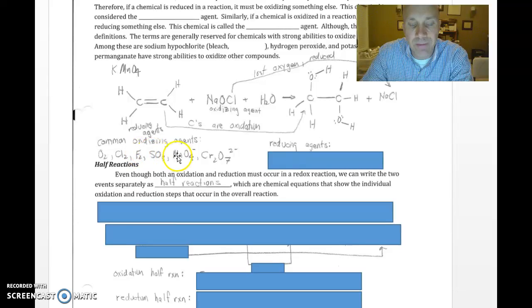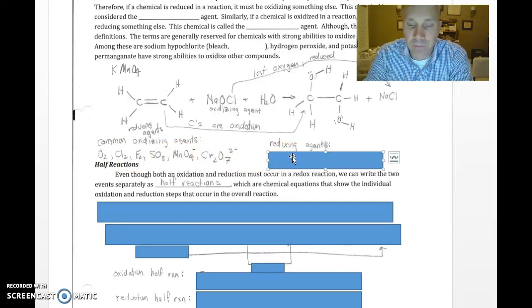But these are some common chemicals that are commonly considered oxidizing agents. And these make the list because they're strongly oxidizing. These would oxidize things that wouldn't normally be oxidized under mildly oxidizing conditions, but they would with these particular chemicals.